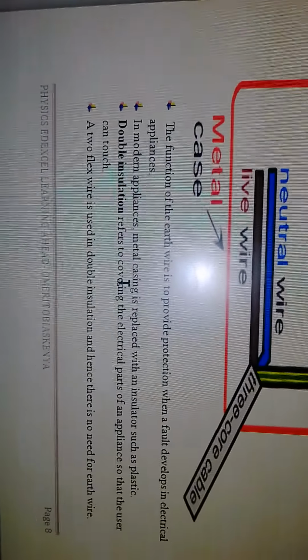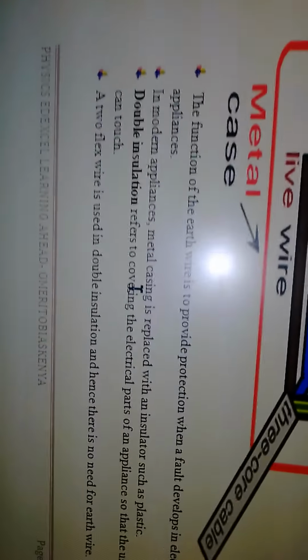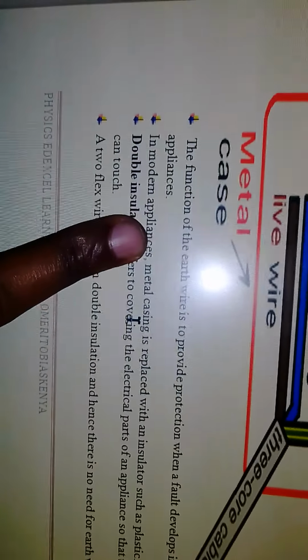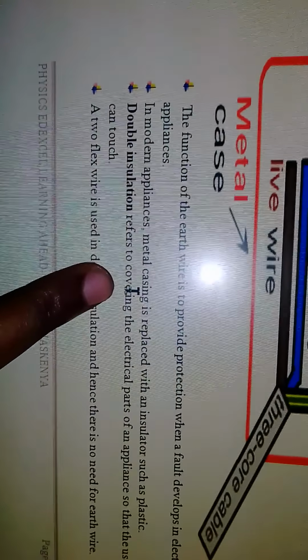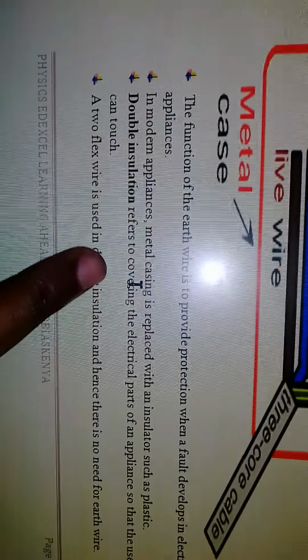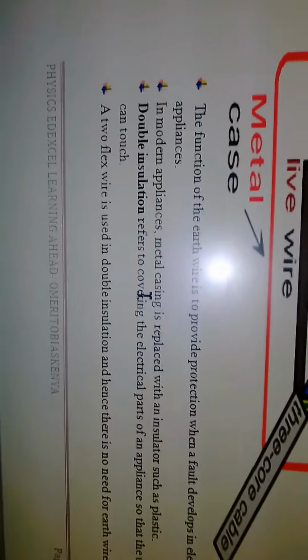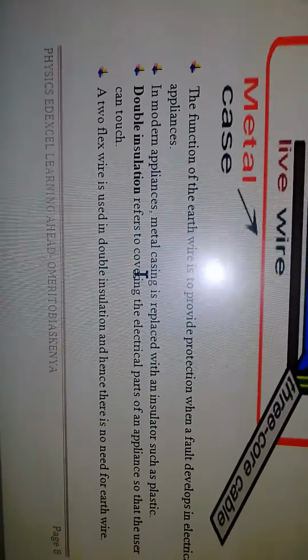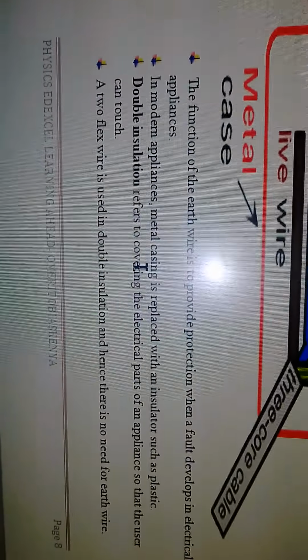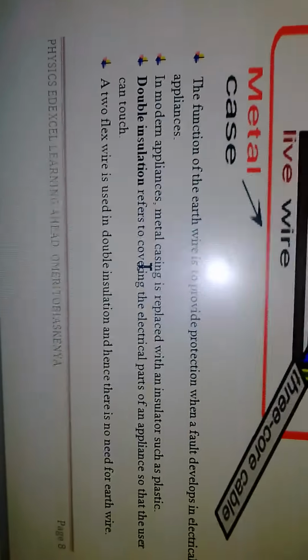The function of the earth wire is to provide protection when a fault develops in an electrical appliance. Very, very important. In modern appliances, metal casing is replaced with an insulator such as plastic. Double insulation refers to covering the electrical paths of an appliance so that the user can touch it. A two-flex wire is used in double insulation, and hence there is no need for an earth wire.